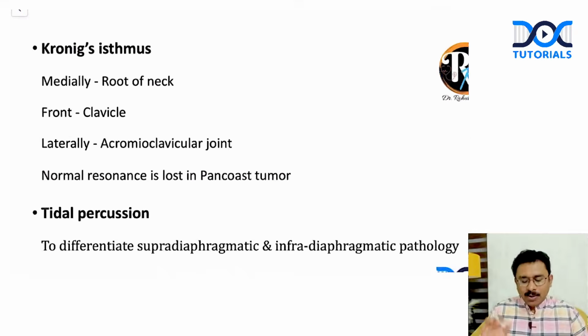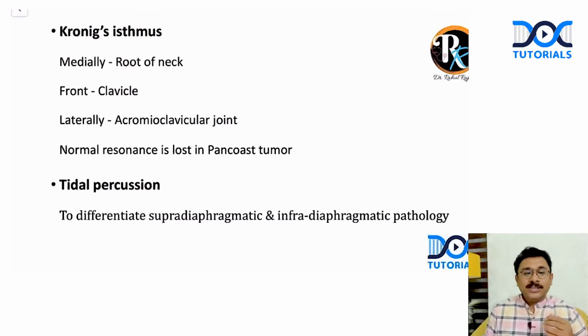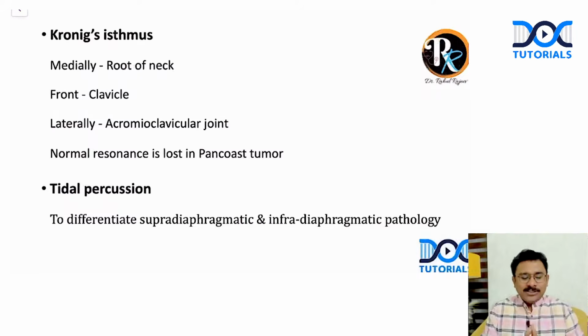Okay, right. Now a few other points the examiner is often interested in: they will ask you what is the Kronig's isthmus. You will have to say the boundaries, and next the clinical significance. So the boundaries: medially the root of the neck, in front the clavicle, laterally the acromioclavicular joint. Then the examiner will ask you what is the clinical significance, because in the Kronig's isthmus you have the apex of the lung.